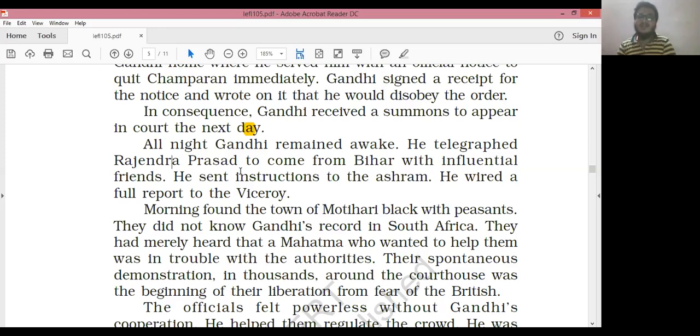He sent instructions to the Ashram. He wired a full report to the Viceroy. He even wrote a report to the Viceroy about the situation, what is happening. So he arranged all the settings. He settled everything. Then he started the movement further.